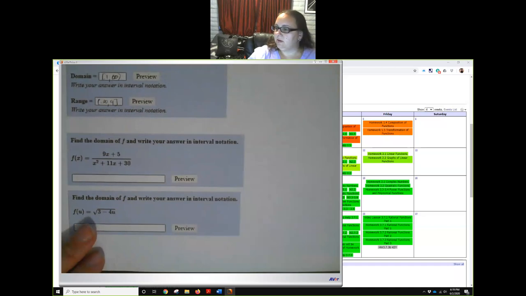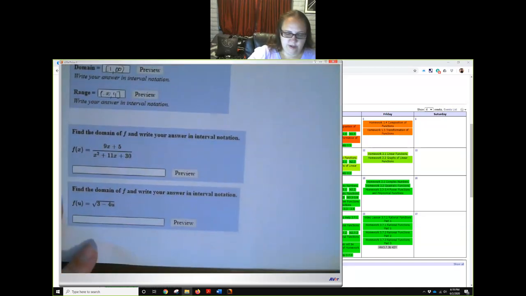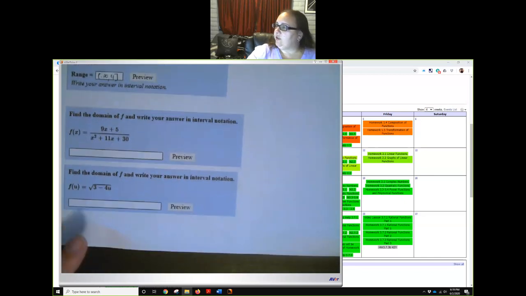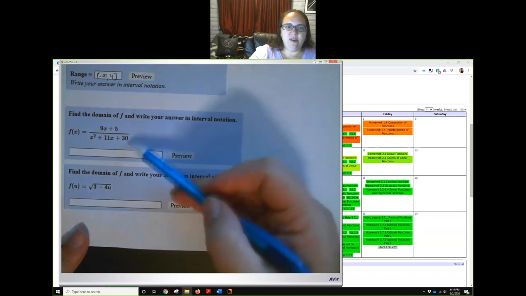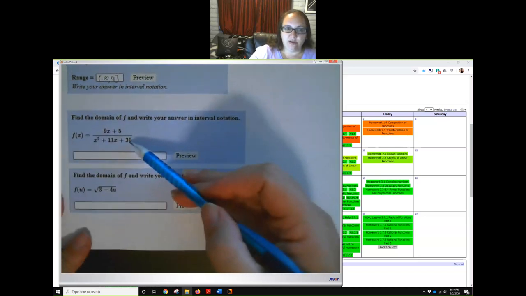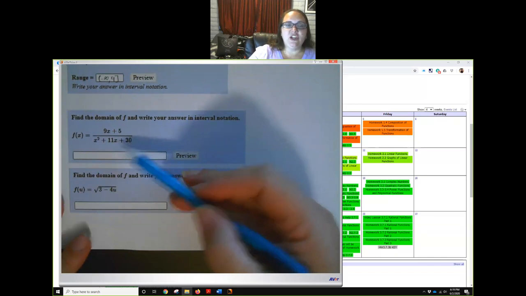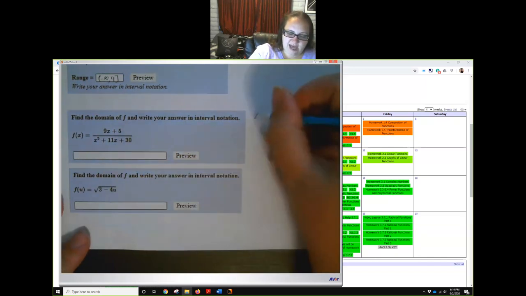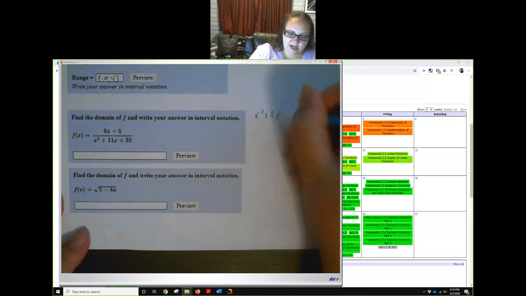Here we have a rational function that we need to find the domain of. So remember that the deal with a rational is that we can never have x in the denominator. So I need to know what x values would make this denominator 0. So to do that, I'm going to take the denominator and set it equal to 0 and solve.